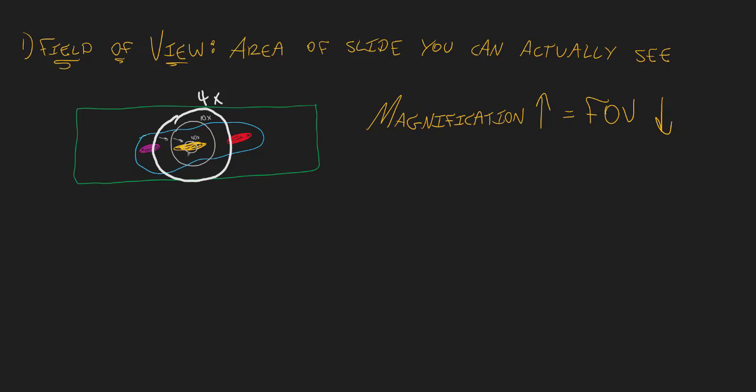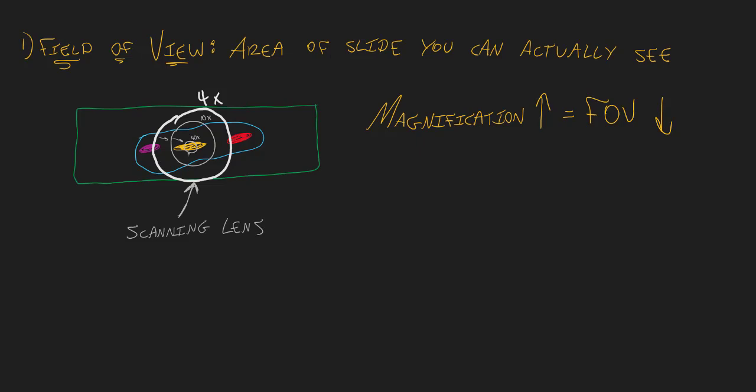Now, for this reason, when you are first starting to search a slide, looking for things on it, you always want to start your search using your 4x objective lens. This is sometimes called the scanning lens for this reason. The reason you want to search using this lens is because it shows you the largest area of the slide.